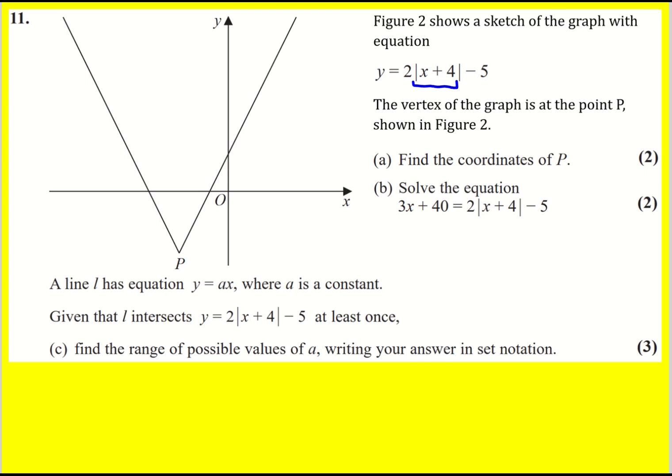And then normally it would just bounce off the axes here, but because we've got a minus 5, it's actually translated in the negative y direction. So we're actually going to get minus 4, minus 5 as point P.